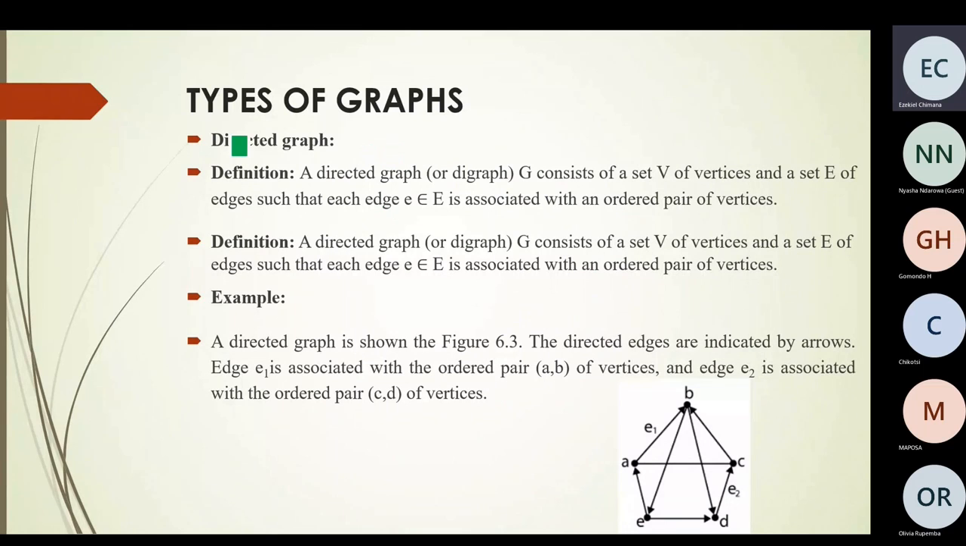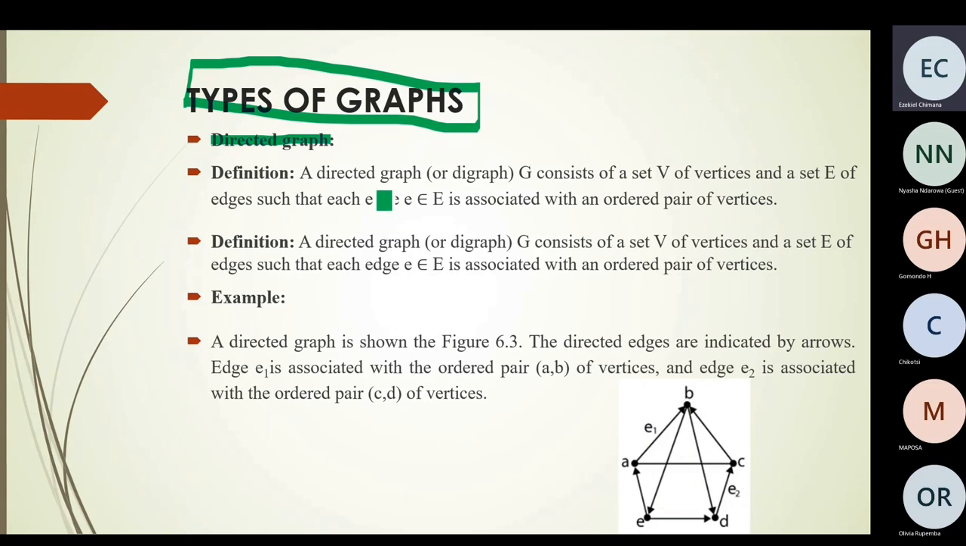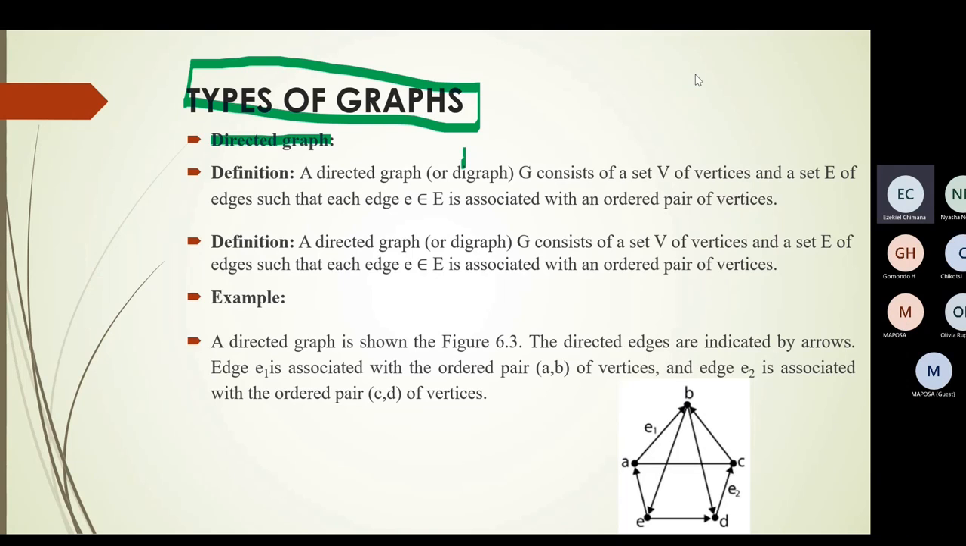So let's talk about the types of graphs. We have what we call a directed graph. So definition, a directed graph or a digraph. These things can be used interchangeably. If you are being asked of a digraph, you are being asked for a directed graph. So a directed graph or a digraph, G, consists of a set V of vertices and a set E of edges, such that each edge e of E is associated with an ordered pair of vertices. It's like there will be a directional.